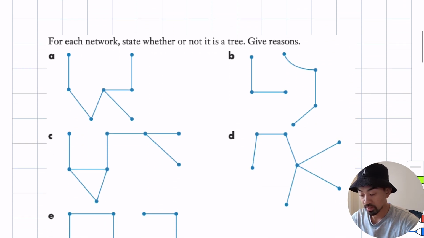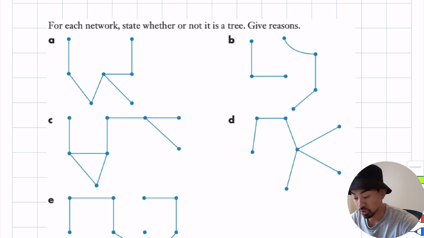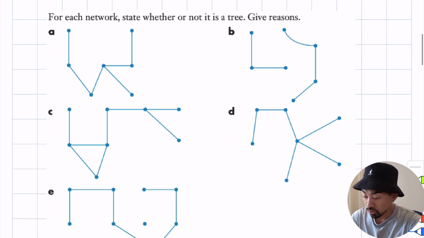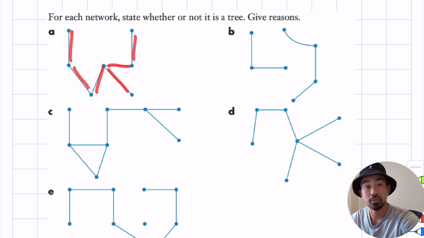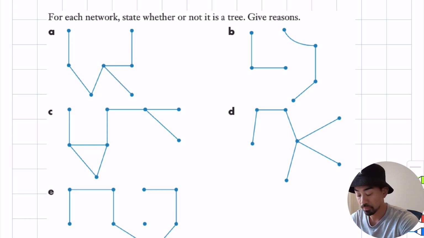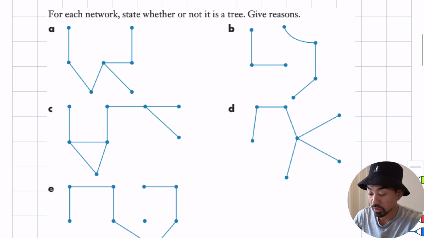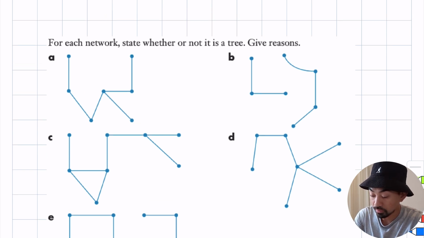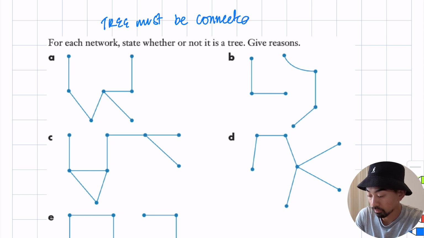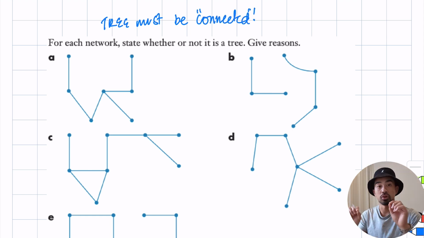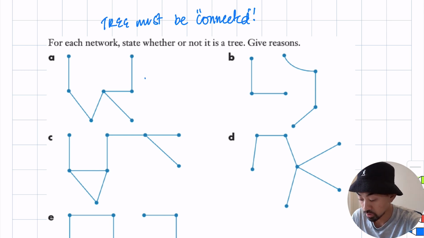All right, so let's have a look at these examples. For each network, state whether or not it is a tree. Okay, so if you look at all these, let's just go through these one by one. This network here has 3, 4, 5, 6, 7 vertices, and they all have one edge connected to them. So that satisfies that previous criteria. But also one more thing I haven't mentioned yet is for a tree to exist, a tree must be connected. So that just means every single vertex needs to be connected. So this is a tree, yep.